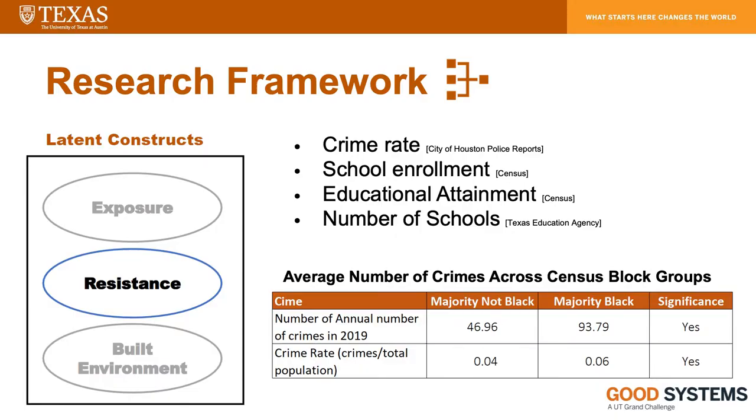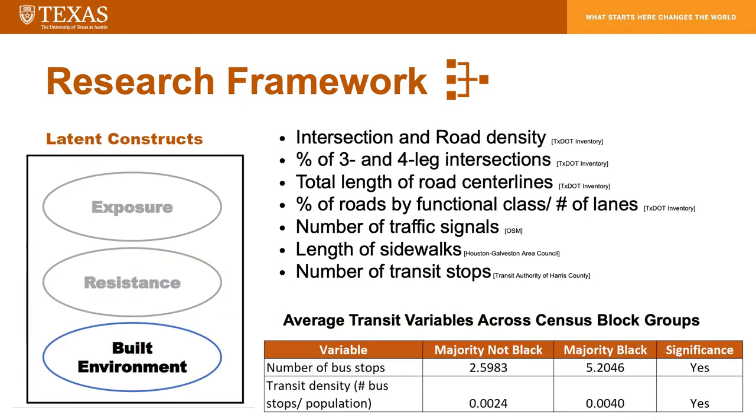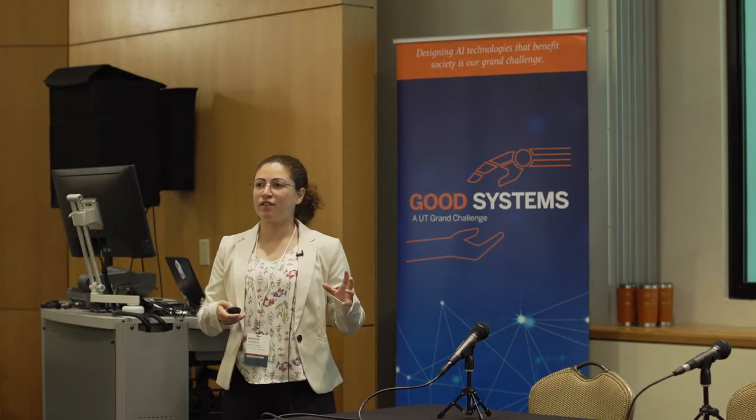Next, we have resistance, and the data shows that, for example, there's a significantly higher crime rate in majority black block groups in Houston. And finally, the built environment, such as road and intersection densities, length of sidewalks, number of transit stops, we also see that majority black block groups have a significantly higher transit density or more bus stops. And transit is highly correlated with being a pedestrian, which also makes you more exposed to crashes. And these only cover the structural racism.